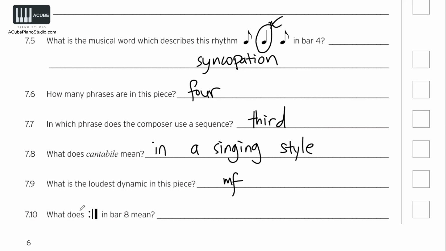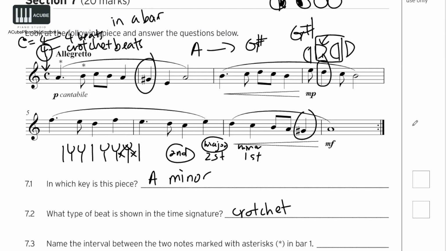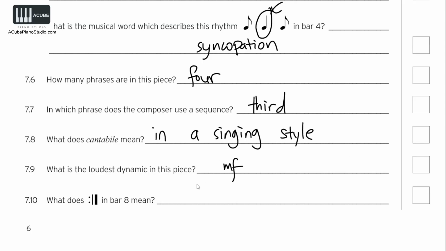Okay, then what does this in bar 8 mean? So this means to repeat from the beginning. So once you reach here, you repeat again. Okay, then you end off. So it means repeat from the beginning.